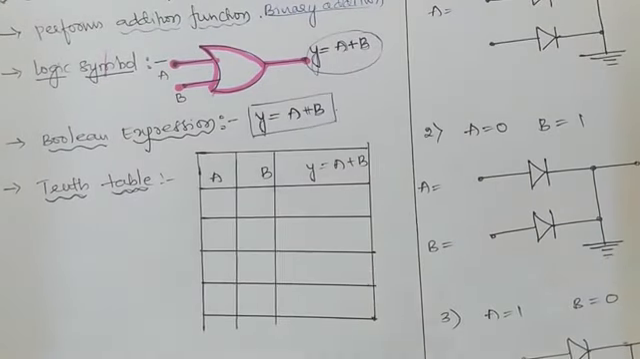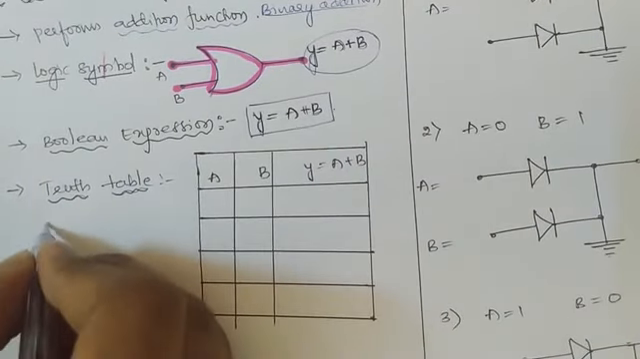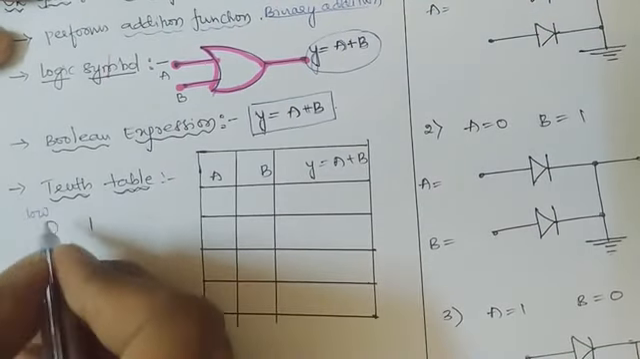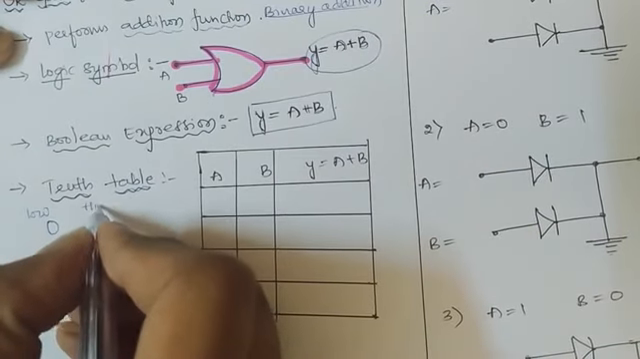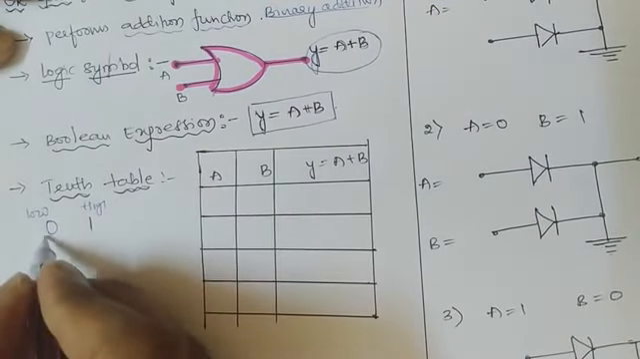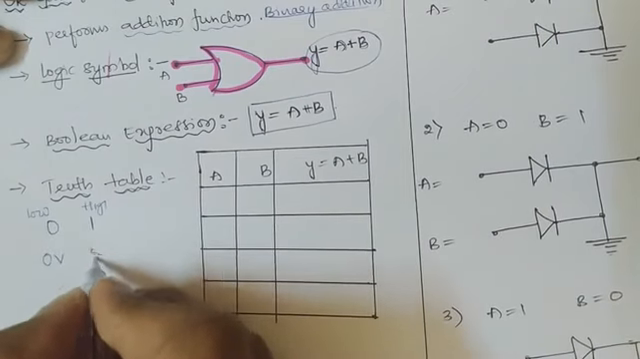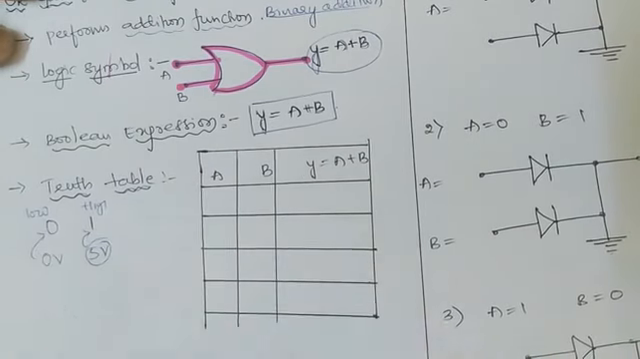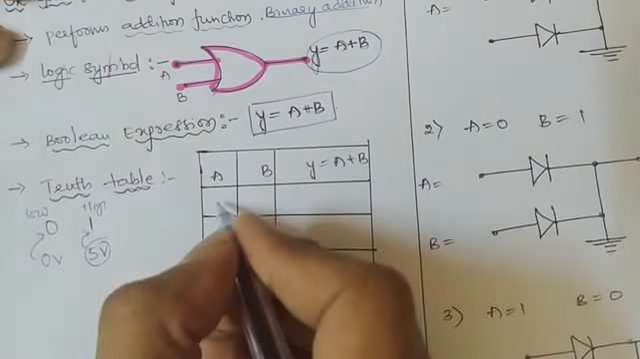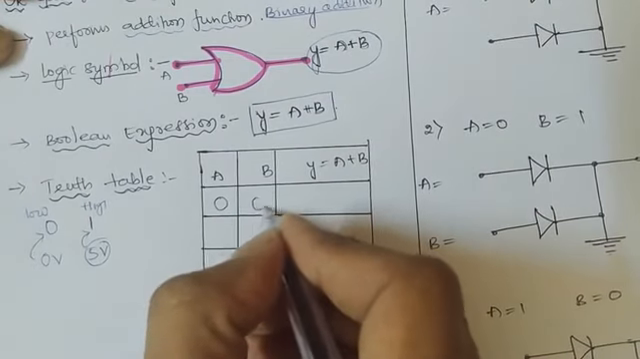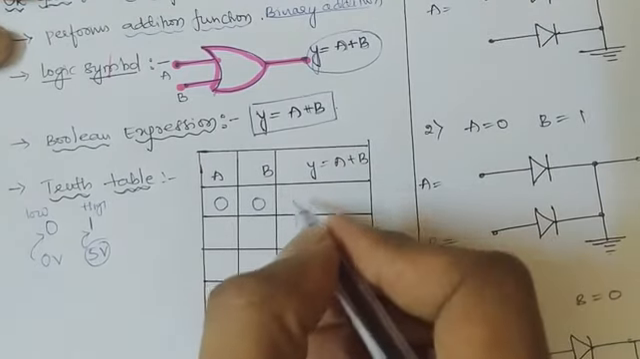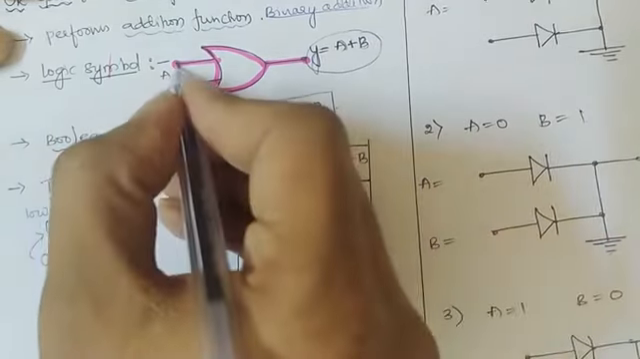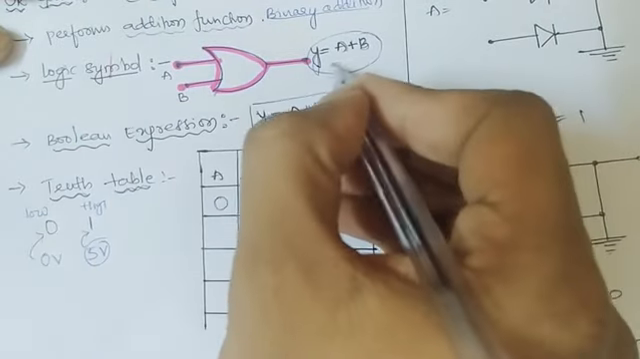Now we have inputs A and B. We can apply either a low signal or a high signal. A low signal we denote with 0, and a high signal we denote with 1. Low may be 0 volt, and high may be 5 volt, but we denote them by 0 and 1. If we apply A equal to 0 and B equal to 0, then in binary 0 plus 0 is equal to 0.